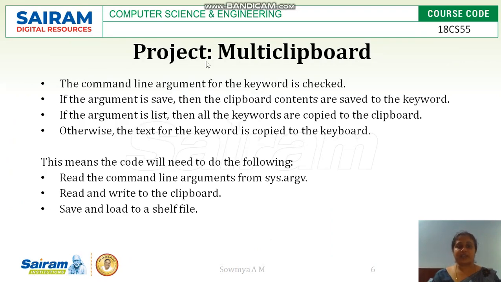So the next topic is project multi-clipboard. Project multi-clipboard deals with a command line argument for the keyword that is checked. It has to get the keyword from the command line argument, and it should be saved in the clipboard content. Then if the argument is in the list, the keyword's text is copied to the clipboard.